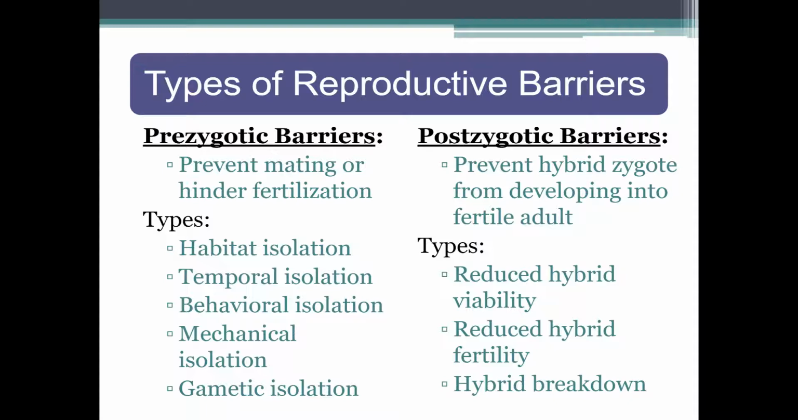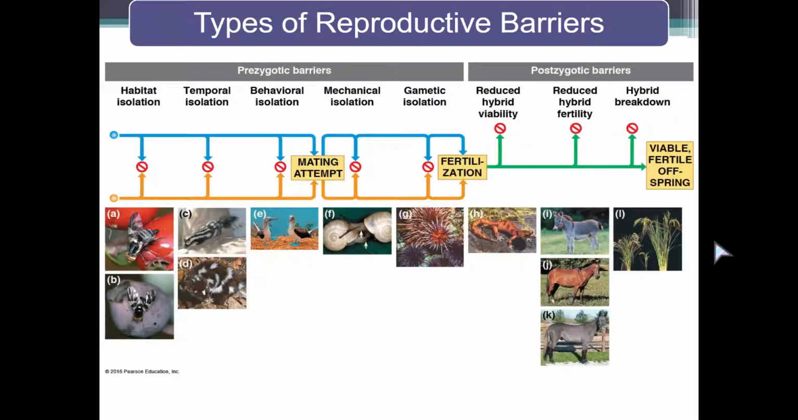And so you can see there are 5 prezygotic barriers that are going to prevent mating or hinder fertilization, which I'll go through next: habitat, temporal, behavioral, mechanical, and gametic. Just knowing those 5 terms to begin with, you probably already have an idea of what they're preventing. I'll talk about the postzygotics in a moment too. Here's a visual of all of those. Again, prezygotic on the left is related to preventing mating or hindering fertilization.